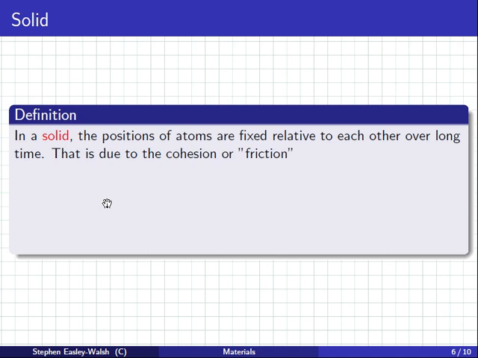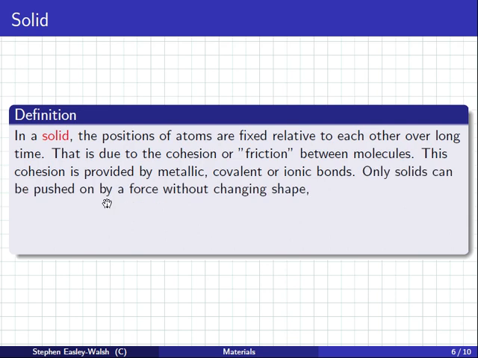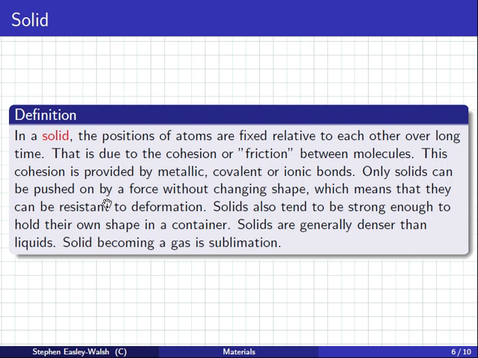This is due to the forces between the molecules. It's provided by metallic, covalent or ionic bonds, which you know about in chemistry. Only solids can be pushed on by a force without changing the shape. So if you have a solid, you can push it, it doesn't change the shape. They are resistant to deformation. What's deformation? Basically changing the shape, yeah. They tend to be strong enough to hold their own shape in a container, and they're usually denser than liquids. When a solid becomes a gas, that's called sublimation. Now, you don't need all this for the exam.